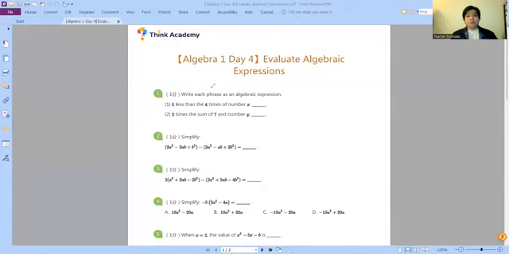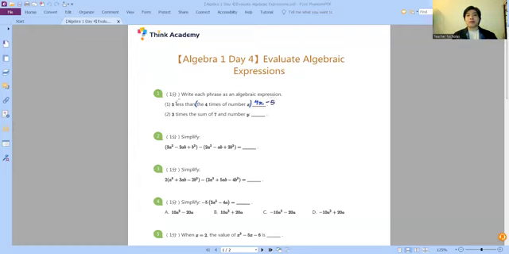With question 1 here, we need to write each phrase as an algebraic expression. I see that I have 5 less than 4 times of number x. For me, the trick that helps is to try to draw parentheses around the sentence. So it says 5 less than what? 4 times of the number x. So let's first write 4 times of the number x. That's going to be 4x, right? And I want 5 less than this. So minus 5. There we go.